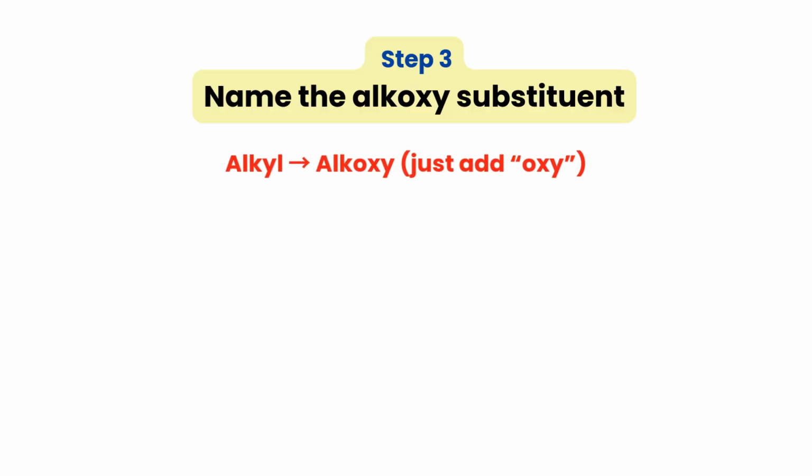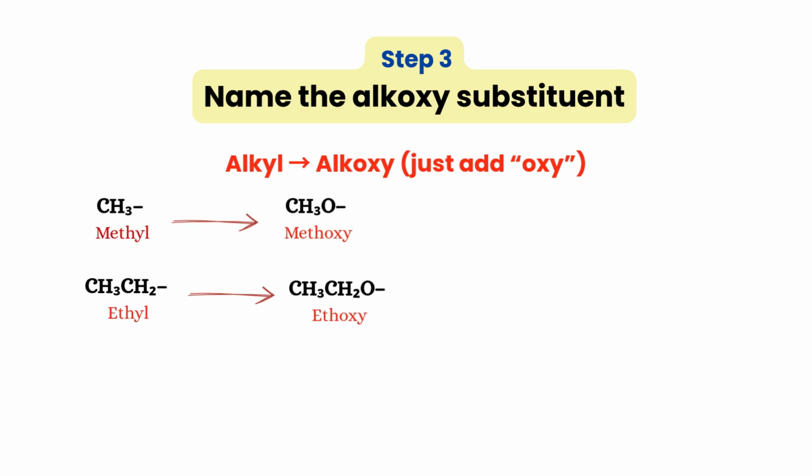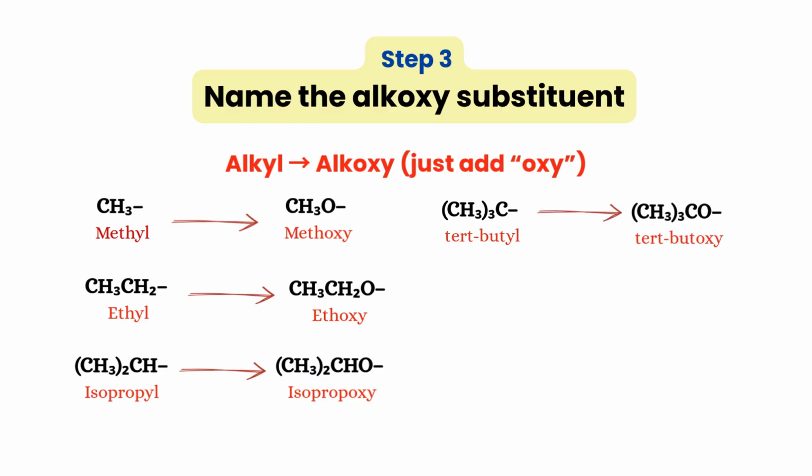This is the easiest step. You're just turning an alkyl group into an alkoxy group. All you do is add oxy to the name. So methyl becomes methoxy. Ethyl becomes ethoxy. Isopropyl becomes isopropoxy. Tert-butyl becomes tert-butoxy. And phenyl becomes phenoxy. That's it, no new rules, just a name change.